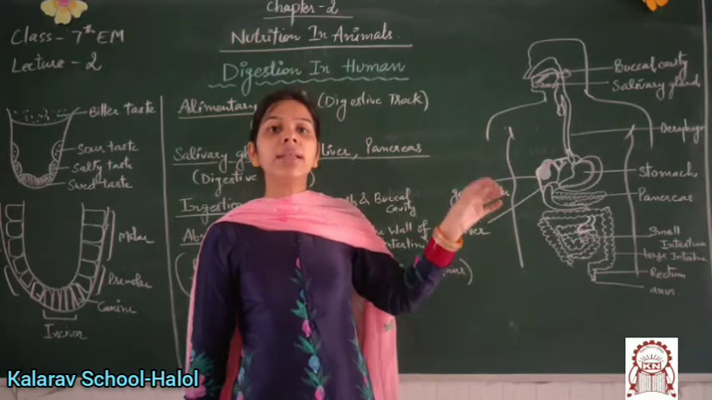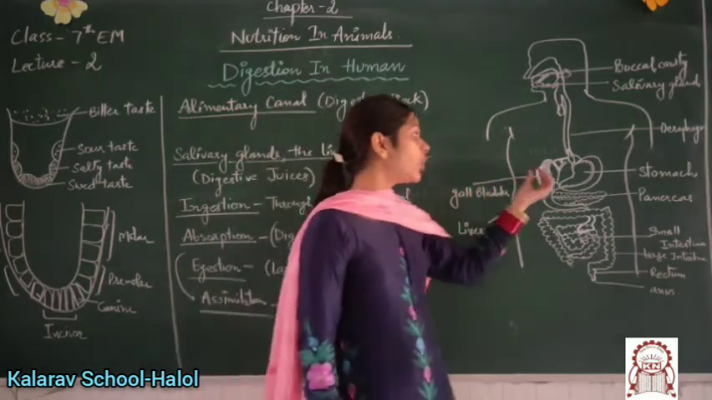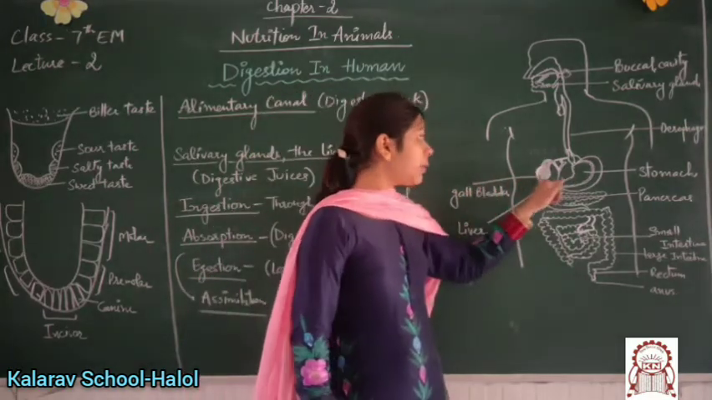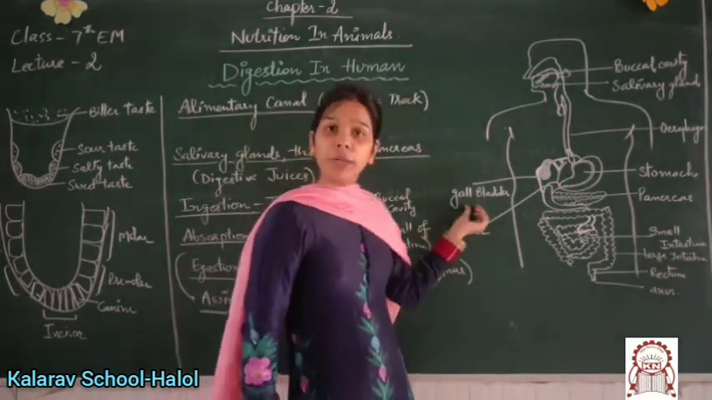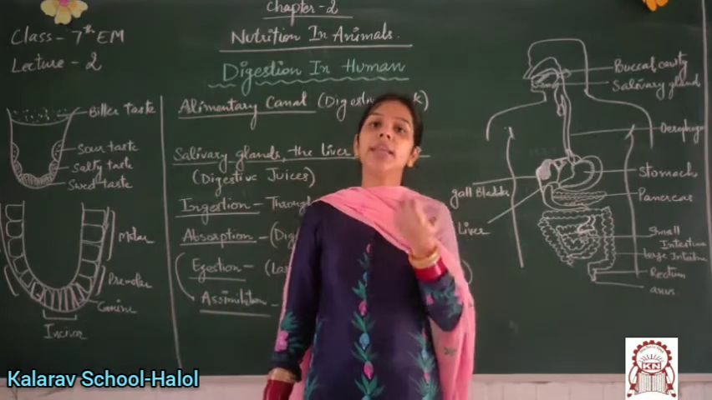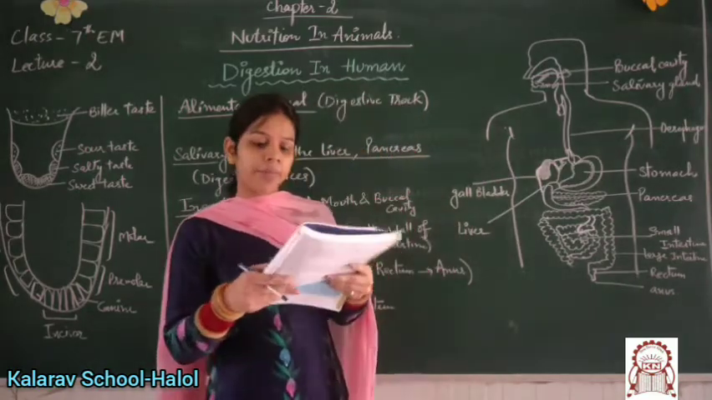As the liver contains the bile juice, which is stored in the gallbladder. You can see the gallbladder here. The bile juice is very important. It is important in the digestion of fat.